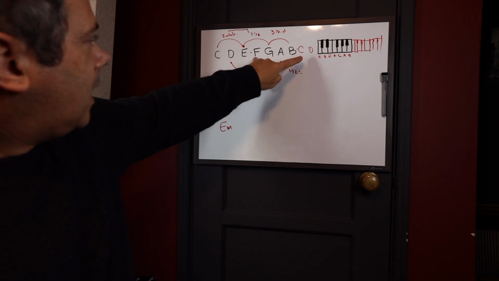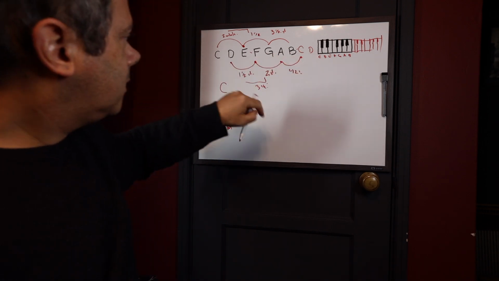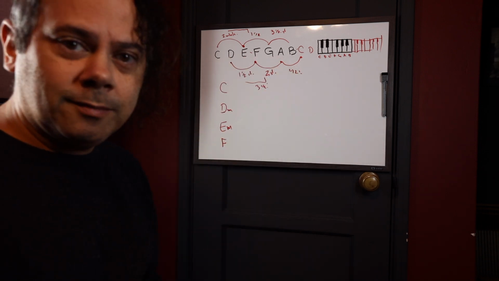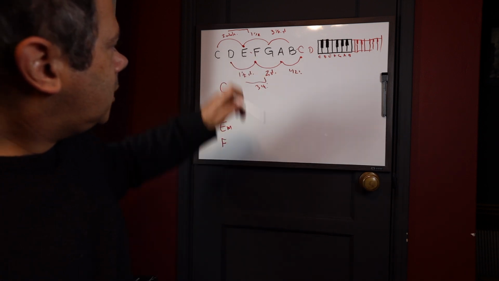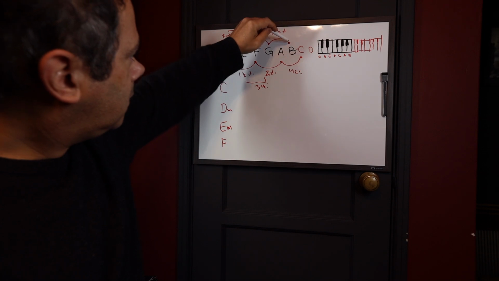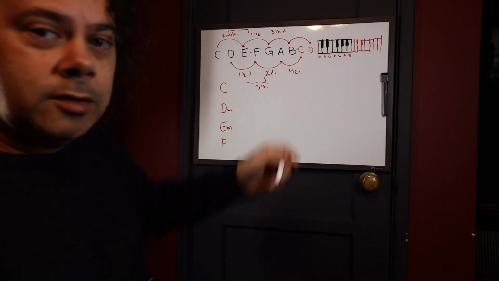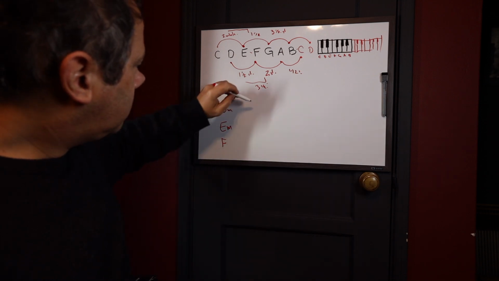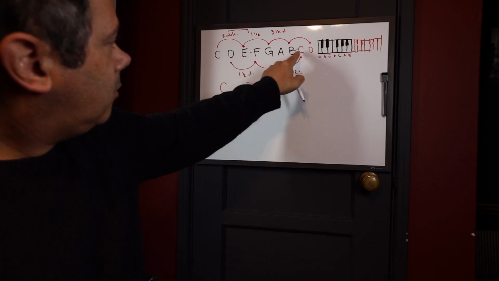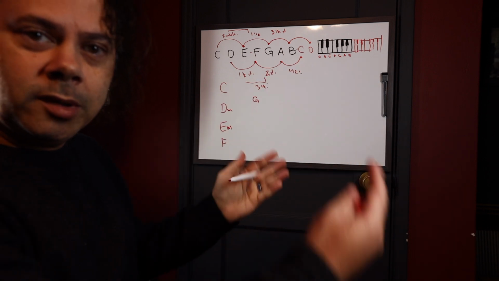But the distance between F and C is still the same, 3.5 steps. 2 steps here, it's an F major. Then we go to G. G to A, B, 1, 2, 3, D. So between G and B, I have 2 whole steps. It means that it's a G major. From B to D, half step, 1, 1.5, 3.5. It's a perfect chord.